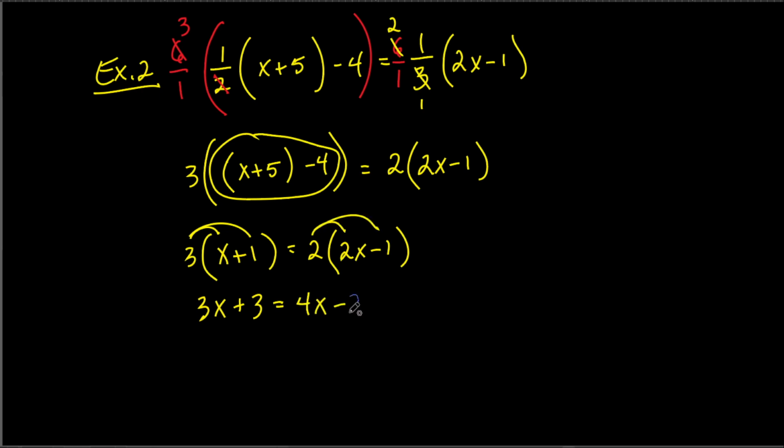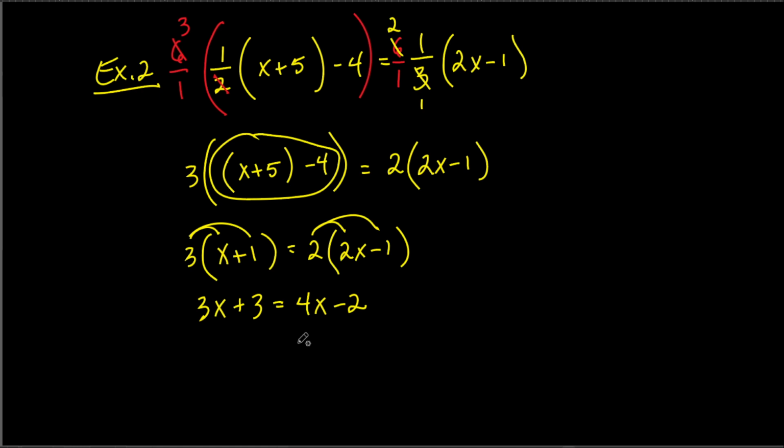4x minus 2. Now, this is a little different than the first one because you've got x's on both sides here. So what we're trying to do is get the x's on the same side. Okay? Now, you've got a choice. You could take the x's and put them over on the left-hand side, or you could take this x and put it on the right-hand side. Doesn't matter, but I have a preference.